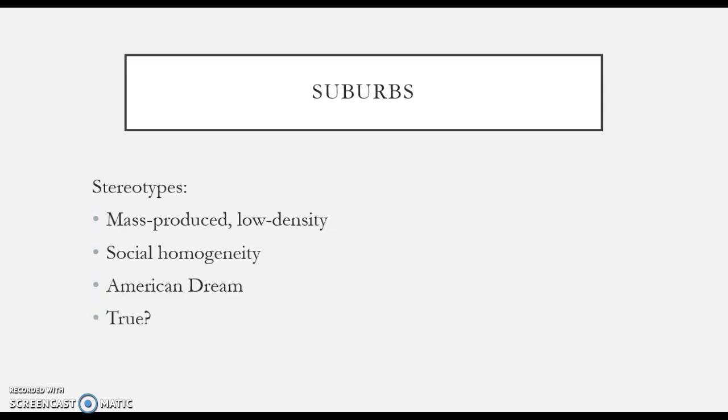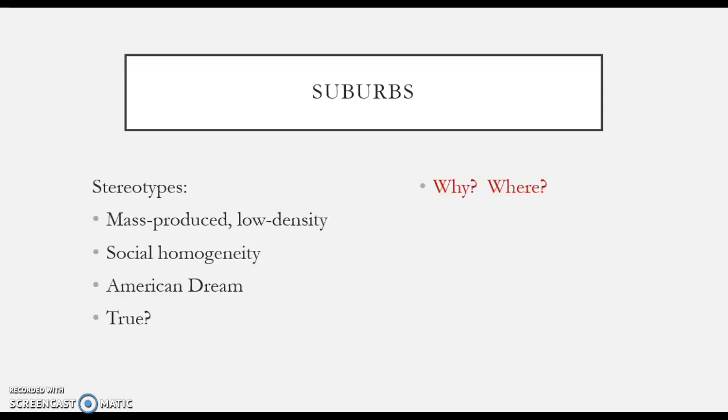So in our look today, we'll ask ourselves, are these stereotypes true? Are they rooted in fact? And we'll see that in our different suburban areas, we do find mass-produced low-density living. We do find high levels of social homogeneity. We do find depictions and marketing and remarketing of this American dream. But we're also going to find places that are quite diverse and that have changed since the mid 20th century when the suburban boom, particularly in the United States, took hold.